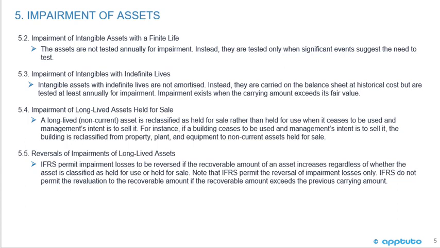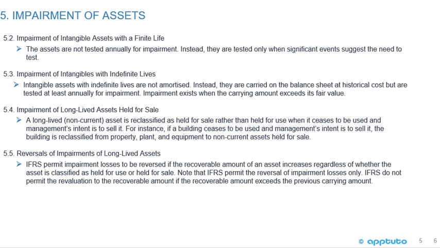Reversals of impairments of long-lived assets. IFRS permit impairment losses to be reversed if the recoverable amount of an asset increases, regardless of whether the asset is classified as held for use or held for sale. Note that IFRS permit the reversal of impairment losses only. IFRS do not permit the revaluation to the recoverable amount if the recoverable amount exceeds the previous carrying amount. And recall, under US GAAP, no reversals of impairments are allowed.